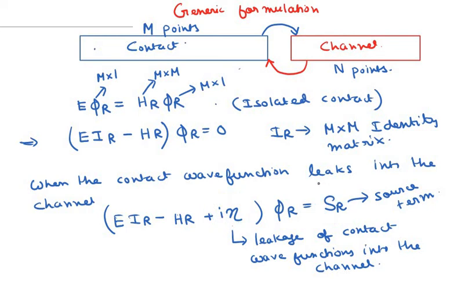Okay, so in this entire equation we have not added what is the effect of the channel on the contact, how the channel is coupled to the contact. We have only said that the contact wave function leaks out of the contact. This term i eta takes into account this leakage, and that leakage is replenished by this source term which is known as S_R. Okay.